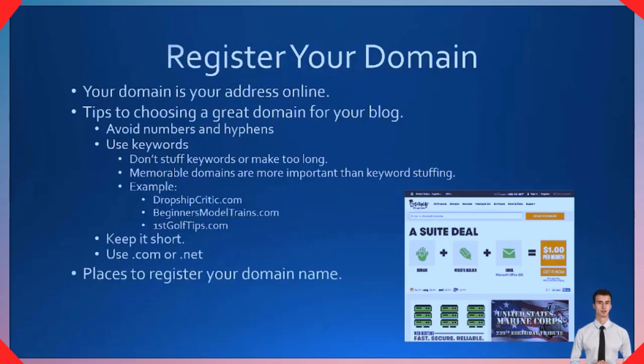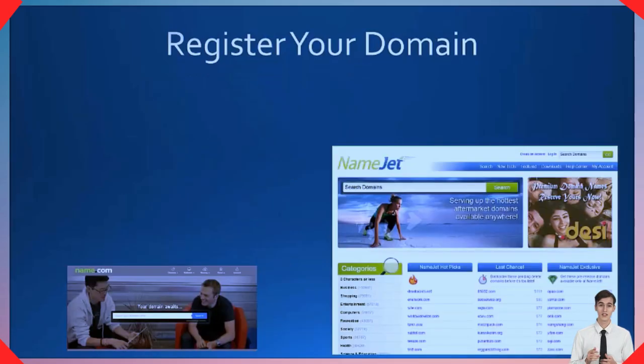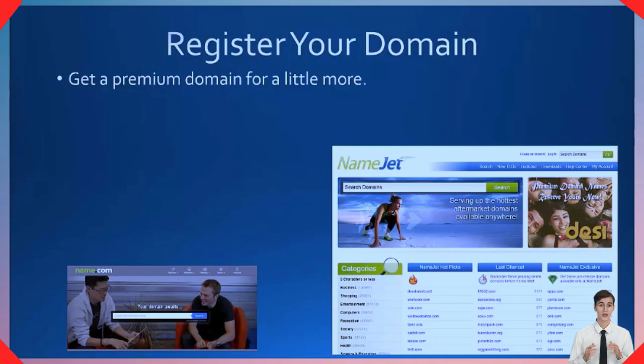So here are some places to register your domain. GoDaddy.com, which you see open in the right-hand corner, Namecheap.com, and Name.com. These are three of the biggest ones. And then, of course, you could do a Google search as well. You could also get a premium domain if you're willing to pay a little bit more than just getting a straight up domain from GoDaddy or Name.com or Namecheap right away.